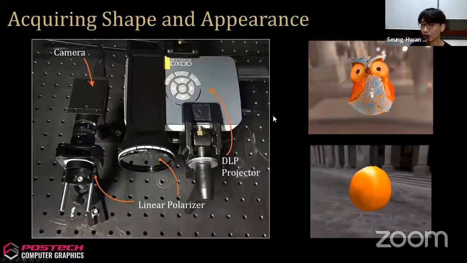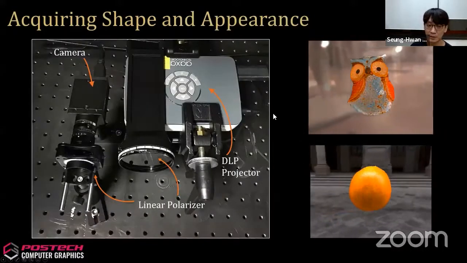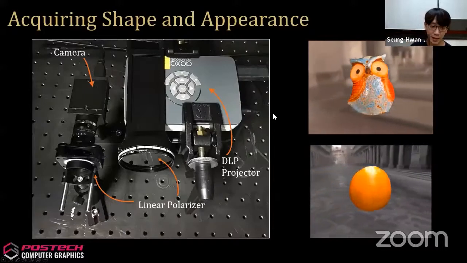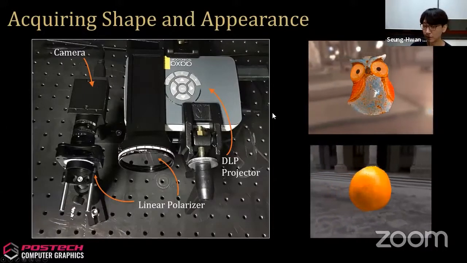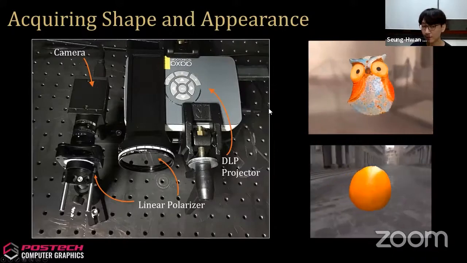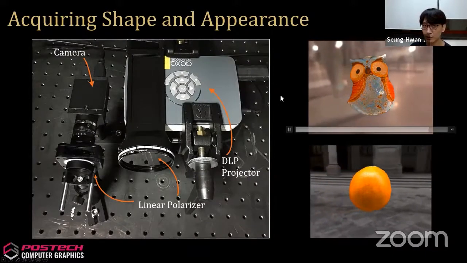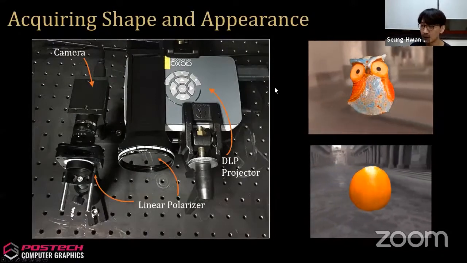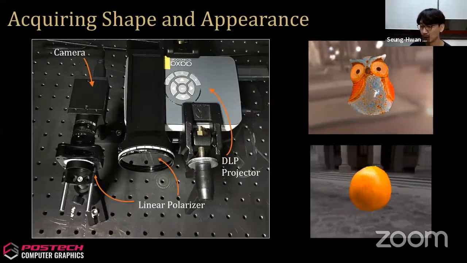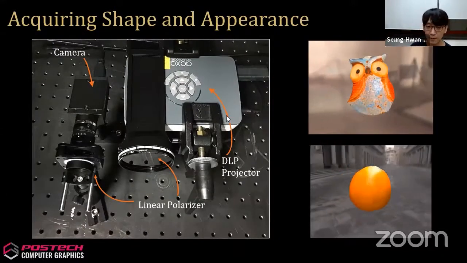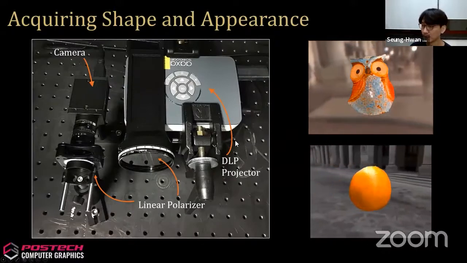Based on that model, we built an imaging system using a camera and a DLP projector equipped with linear polarizers in front of them to reconstruct the shape and the appearance. Here, appearance means polarimetric BRDF from a fixed viewpoint.